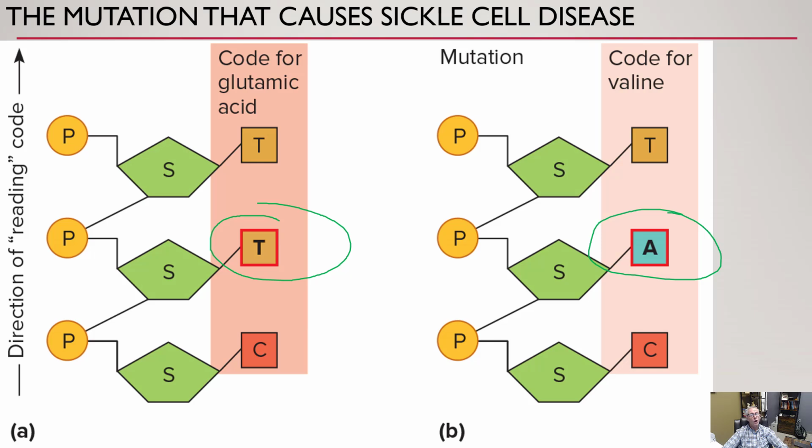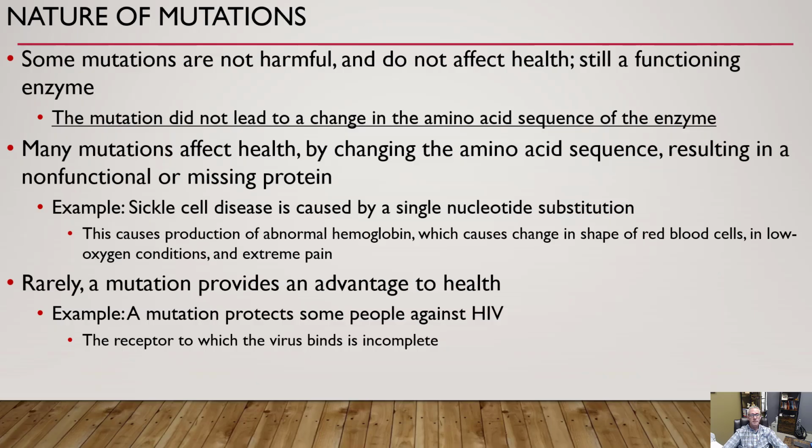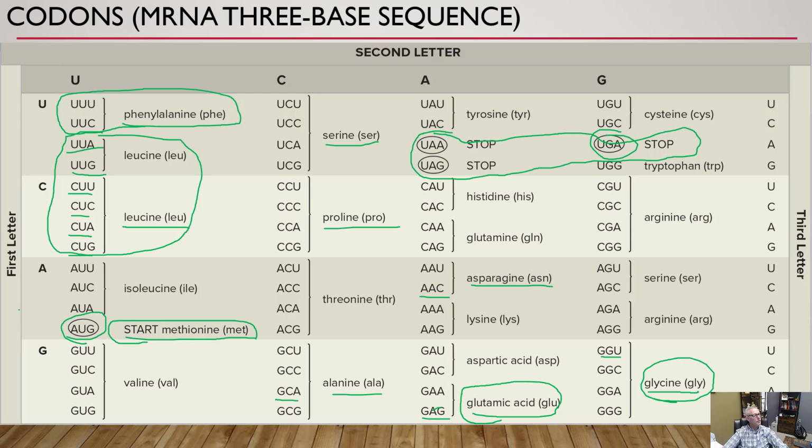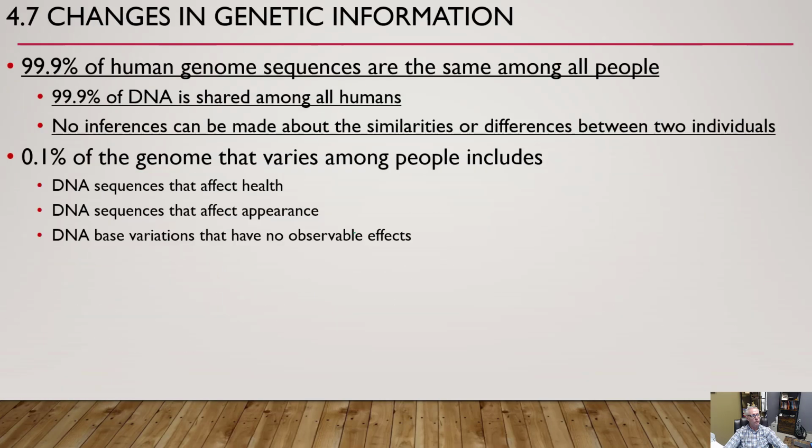Sometimes mutations are harmful. In this case, it causes sickle cell disease. In some instances, mutations are not harmful and do not affect health. Let's say we were supposed to code for CCU, but instead we coded for CCC. Well, we still brought down proline, the same amino acid. So that mutation did not lead to a change in the amino acid sequence, and was not harmful.